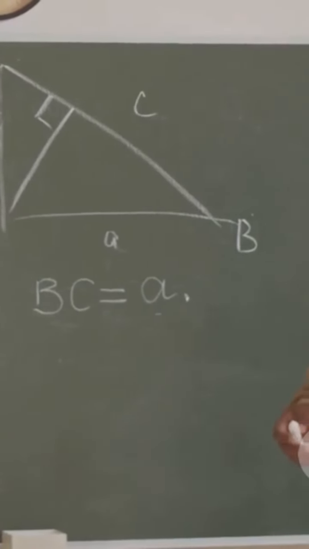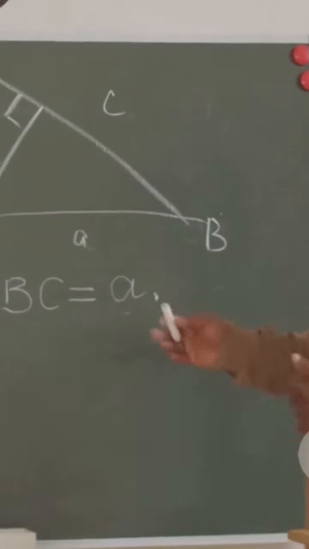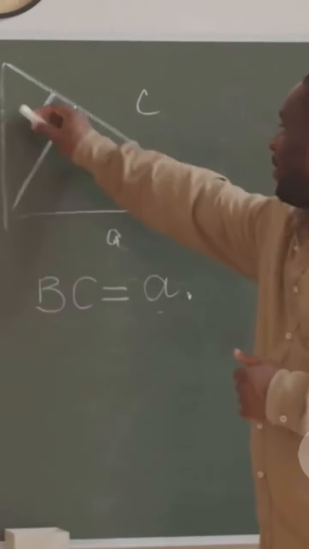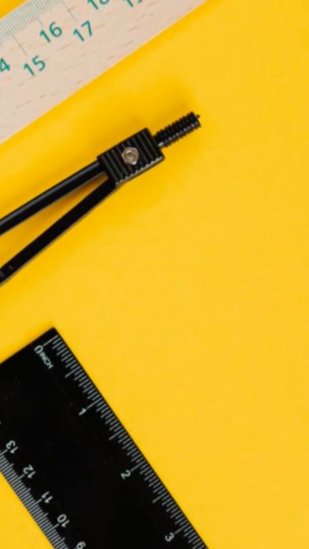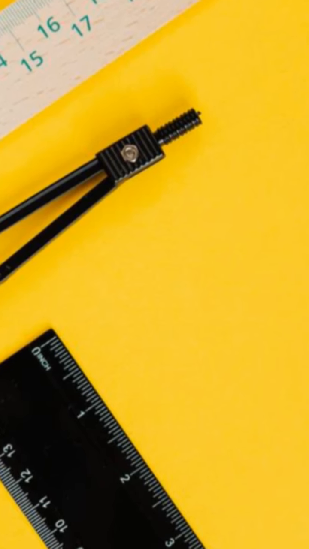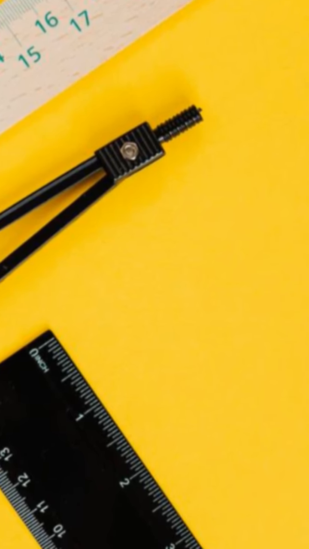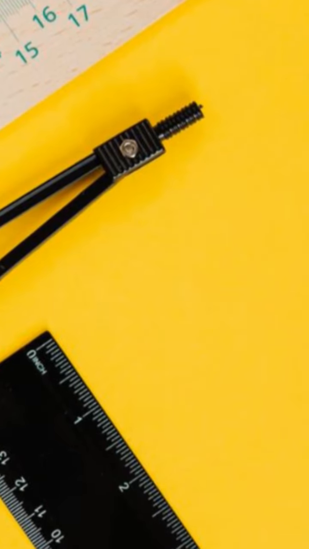Trigonometry helps us measure and understand these triangles. It's a branch of mathematics that deals with the relationships between the sides and angles of triangles. Think of trigonometry as a toolbox. Just like a carpenter uses tools to build and measure, we use trigonometry to solve problems involving triangles.